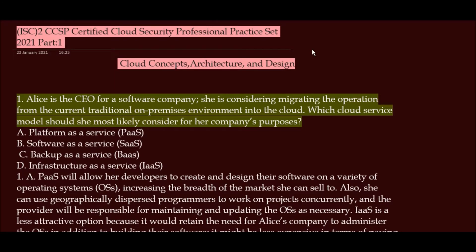In today's session, we will discuss the ISC Square CCSP Certified Cloud Security Professional Examination Practice Set Question and Answer, and this is part 1. In today's session, we will focus on cloud concepts, architecture and design. Okay, now let's begin the session.